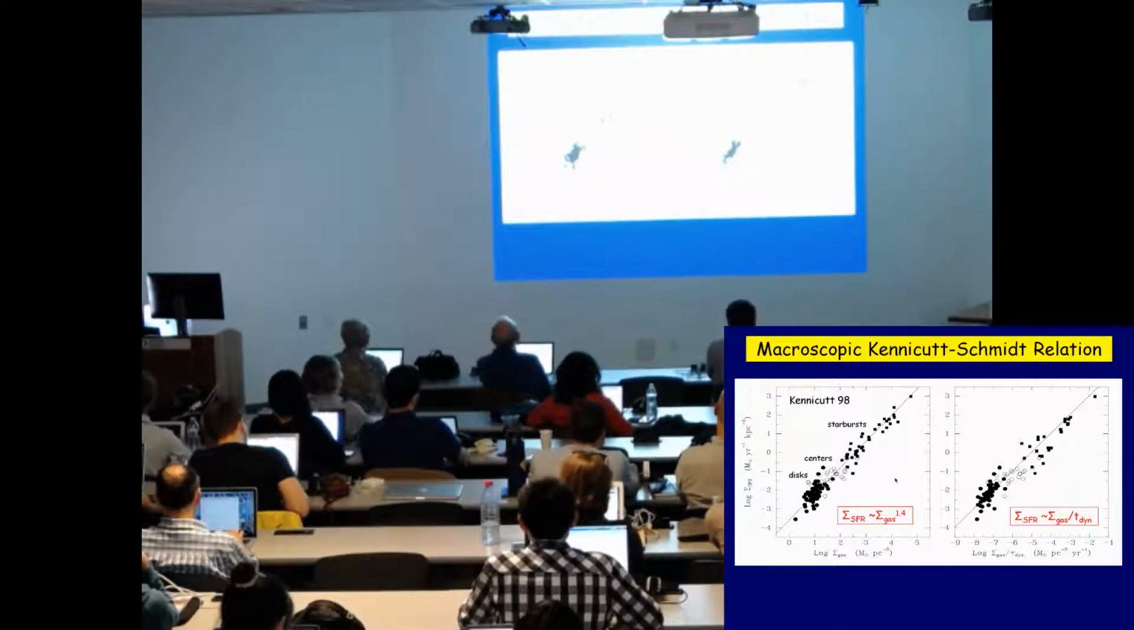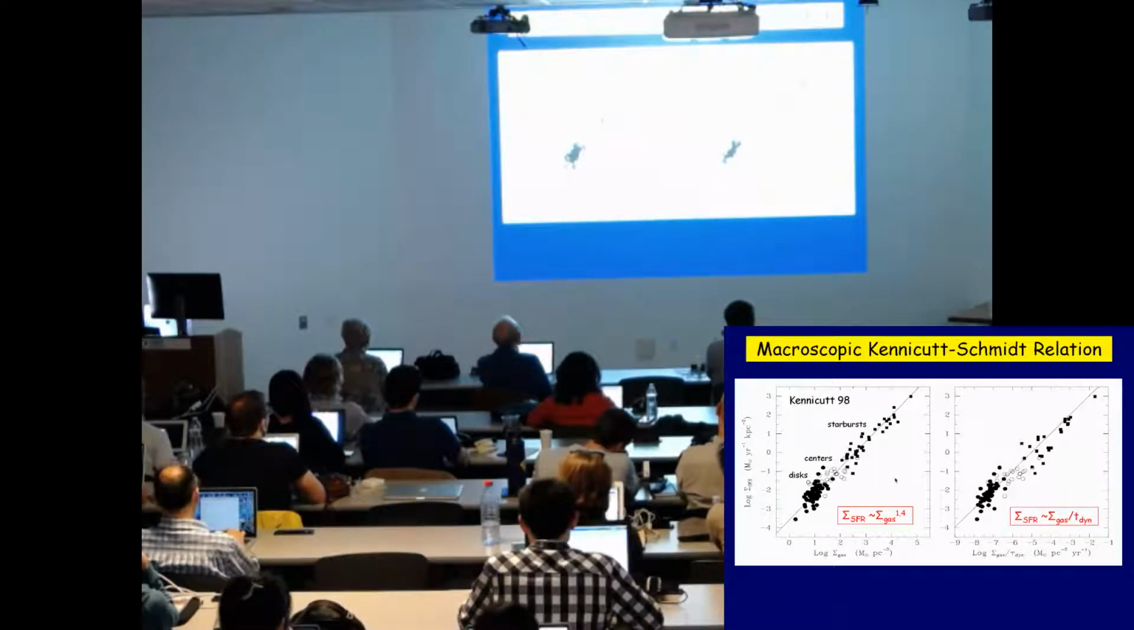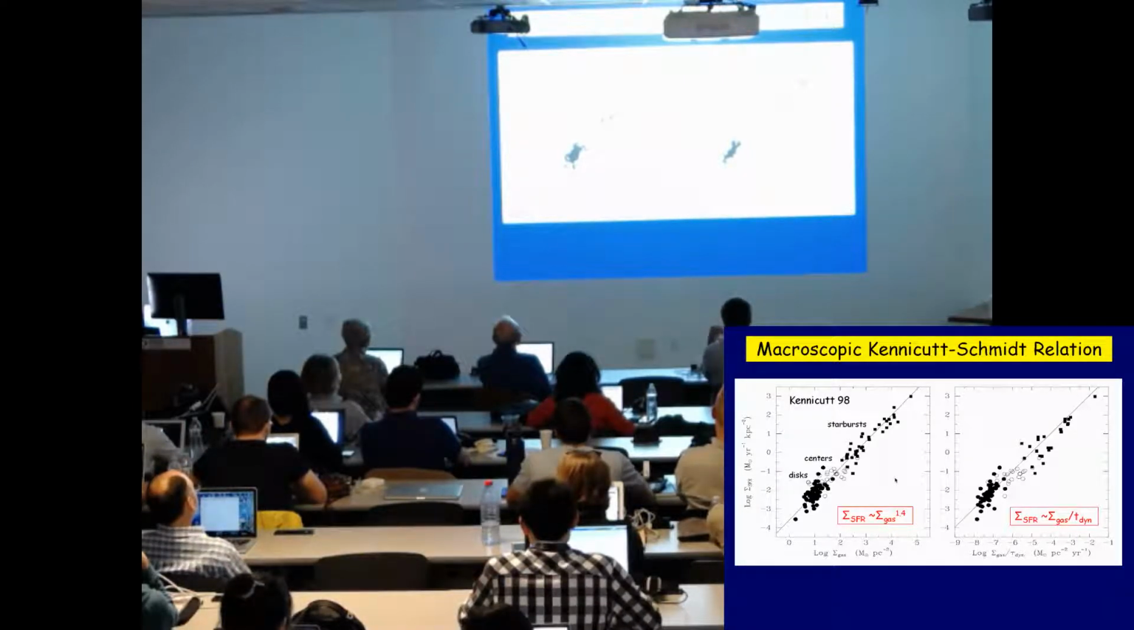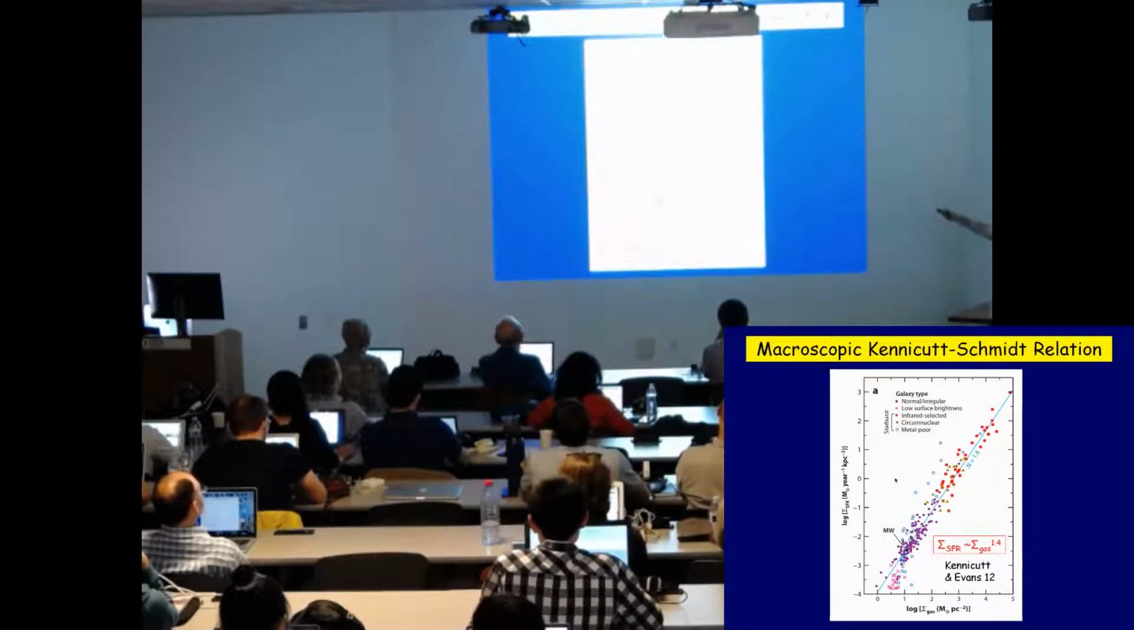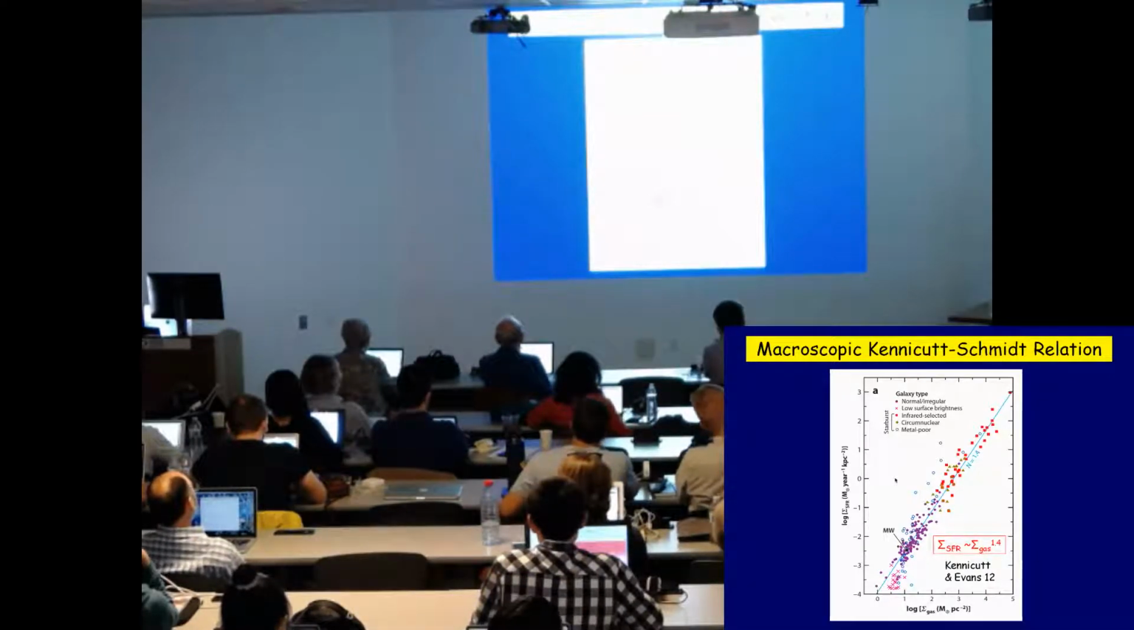No gravity. This is the original, or almost original, Kennicutt law. We all know you can write it this way. If you want, this is the new version that we have seen several times today. It's a slope of 1.4. For me, as a toy modelist, it's 1.5.